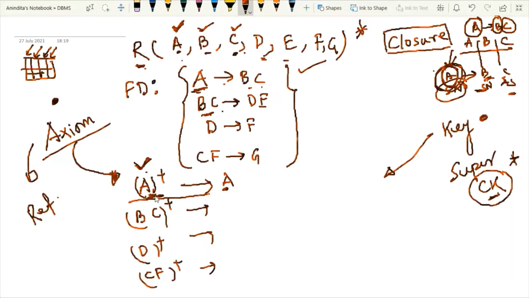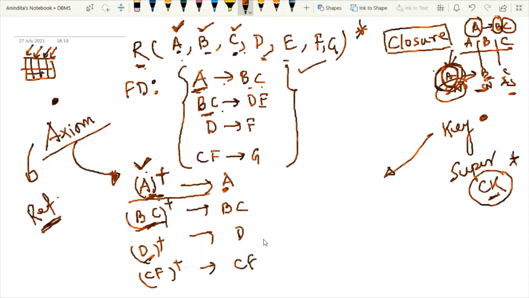If I know something in the LHS, definitely I know it. So it is known as reflexivity, like a mirror. This is the first step. Whenever you are going to calculate any closure, the first step is to use the law of reflexivity. By this, I have BC plus, so from BC I can get B and C. D plus, so I will definitely get D over here. CF, I will definitely get CF from here.